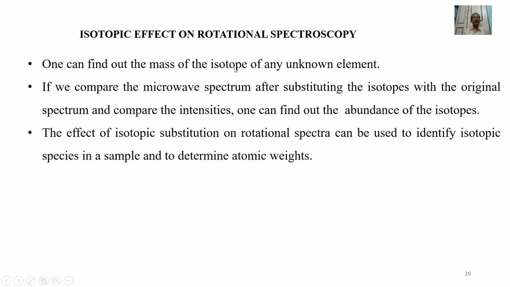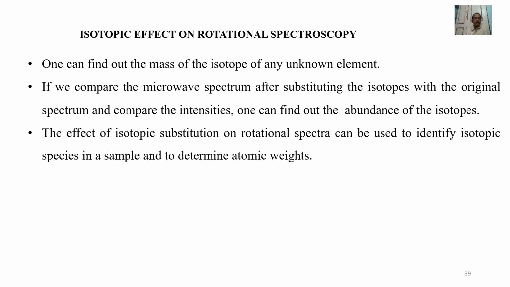Isotopic effect on rotational spectroscopy. One can find out the mass of the isotope of any unknown element. If we compare the microwave spectrum after substituting the isotopes with the original spectrum and compare the intensities, one can find out the abundance of the isotopes.